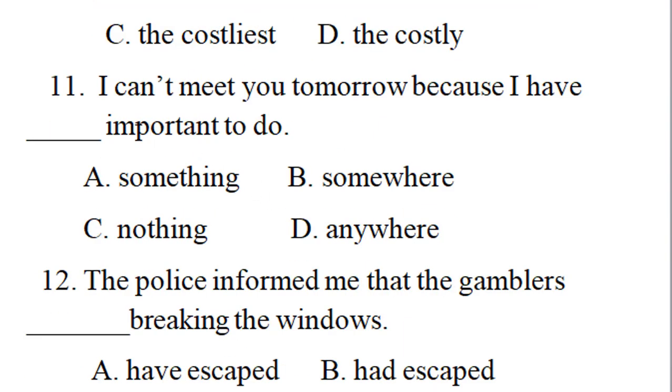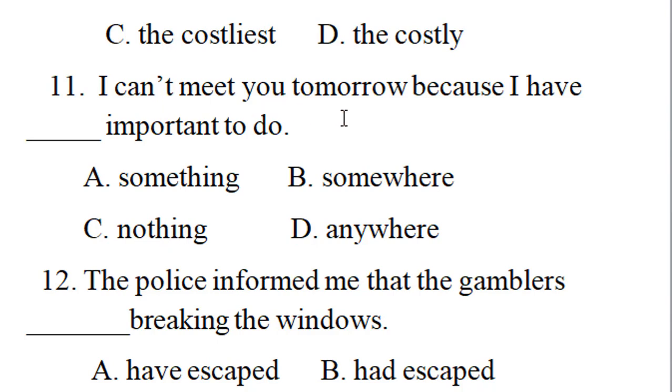Great. I can meet you tomorrow because I have blank to do. I can meet you tomorrow because I have blank important to do. Something, somewhere, and nothing, anywhere. Place adverbs, indefinite pronouns. So when do we use something and nothing here? Something: there is something, but you don't know the thing. It's not identified. Nothing, which is negative.